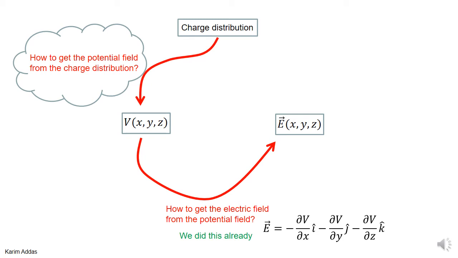Closer and closer to the goal that we are trying to achieve in this part of the chapter, which is how to get the potential if you have a certain charge distribution. This is our ultimate goal of this part.